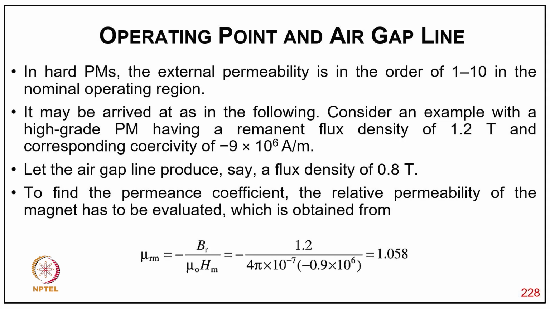Consider an example with a high grade permanent magnet having a remnant flux density of 1.2 Tesla and a coercive force of minus 9 into 10 power 6 ampere per meter. Let the air gap line produce a flux density of 0.8 Tesla. Find out the permeance coefficient. The relative permeability of the magnet has to be evaluated, which is obtained from mu Rm equal to minus mu R upon mu 0, and putting in the values it comes to 1.058.